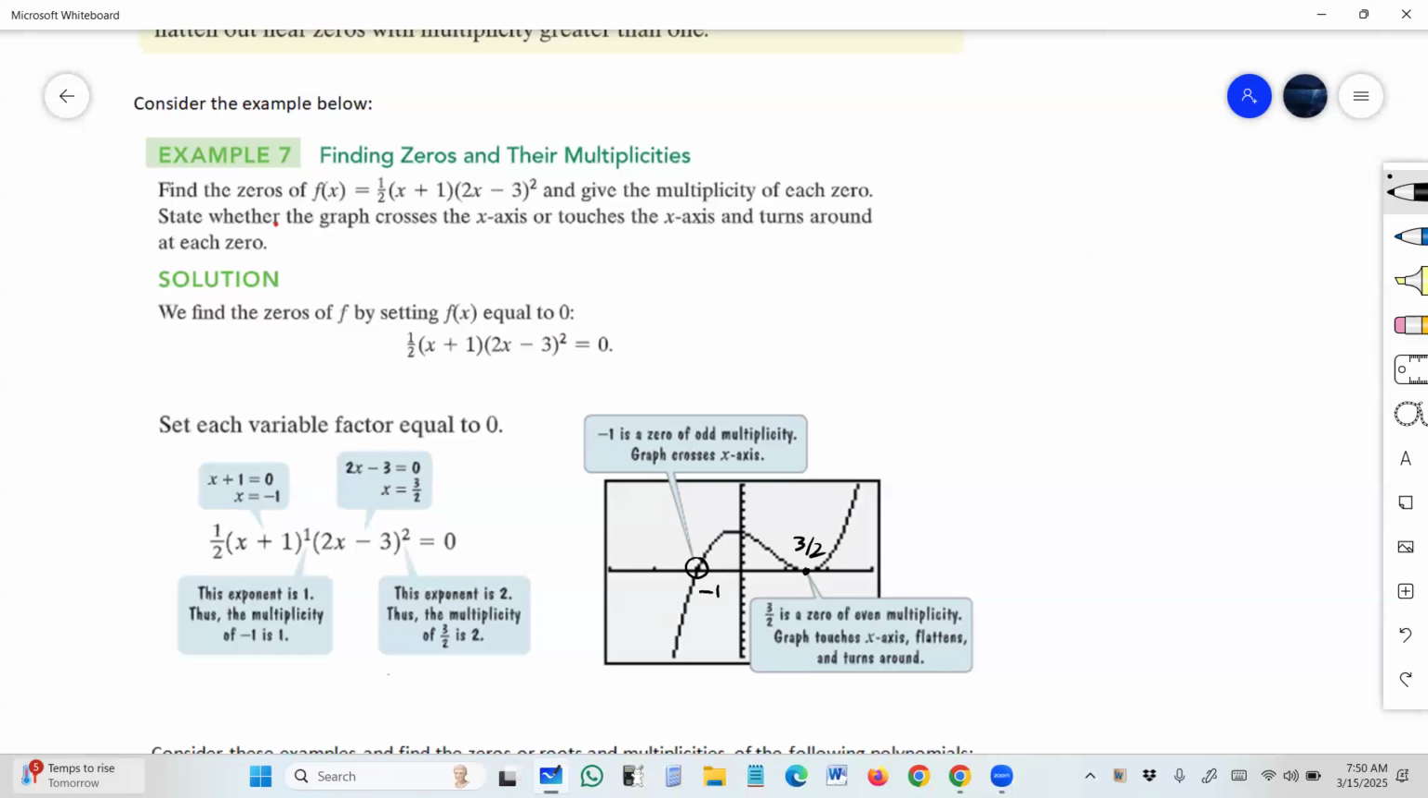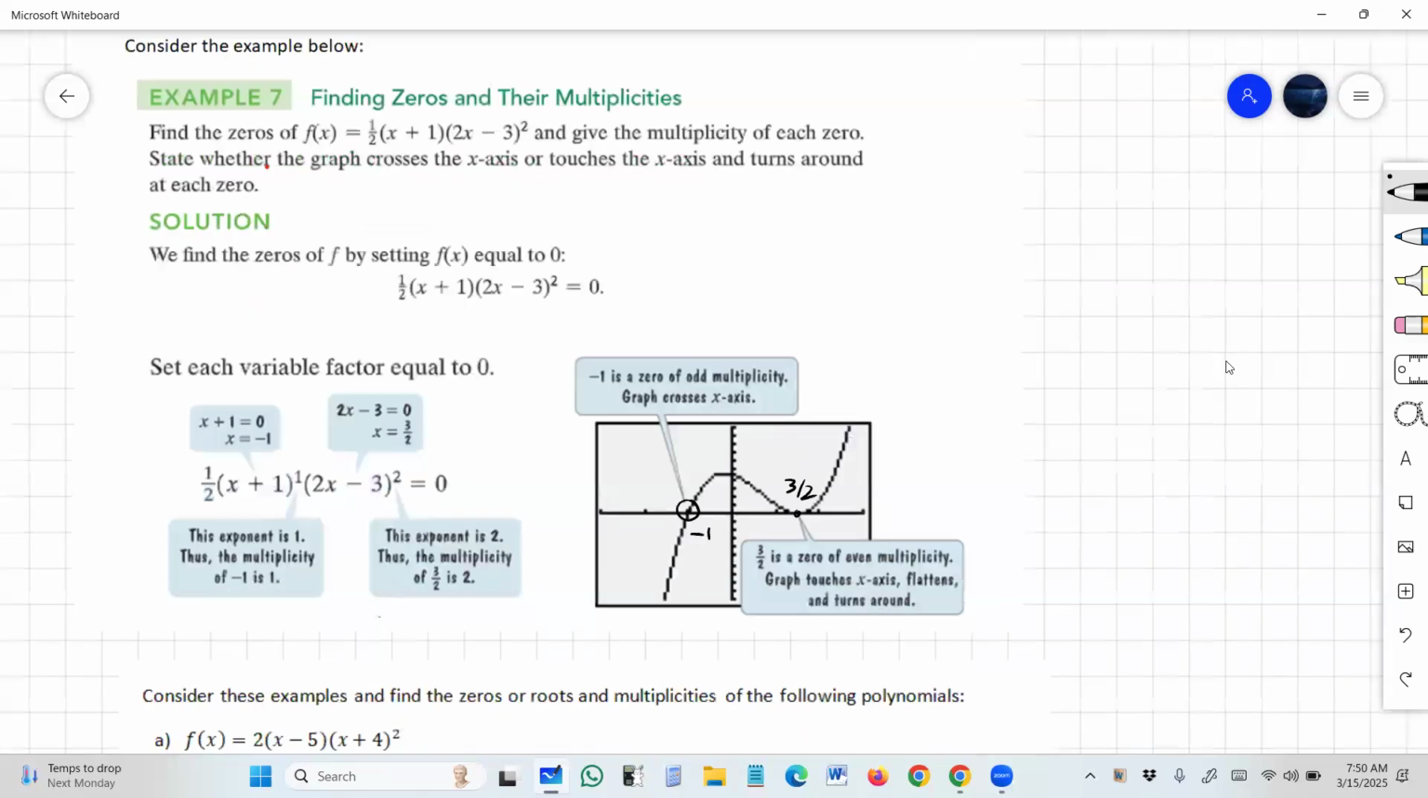So this is what we're supposed to do. We're supposed to set the polynomial equal to 0, and we are supposed to find the multiplicity of each root. Solving the polynomial will be done by factoring, and the multiplicity of the roots is going to be determined by the exponent of each factor.